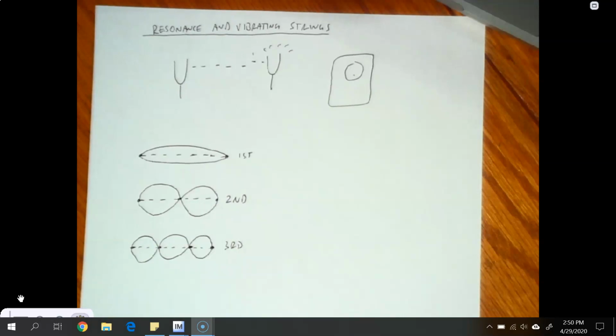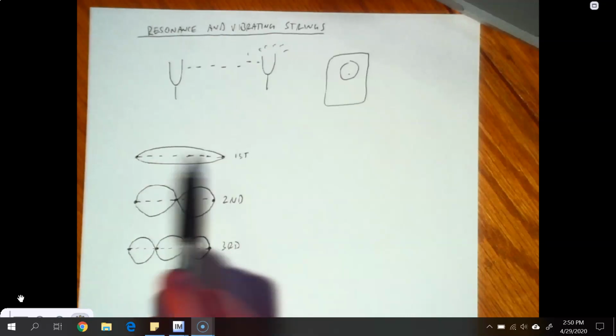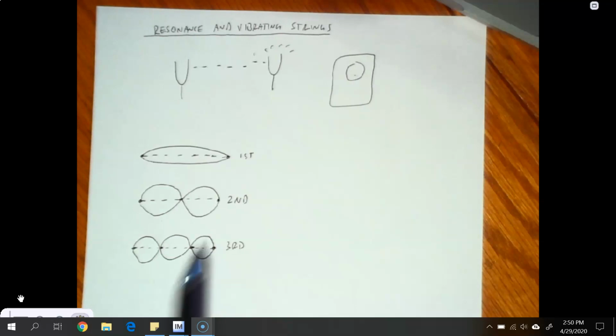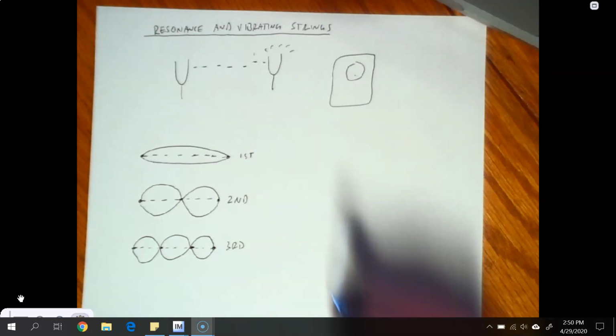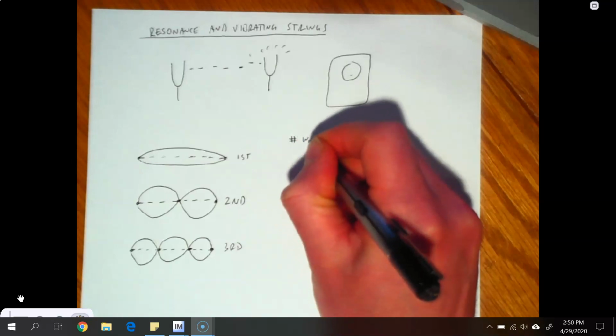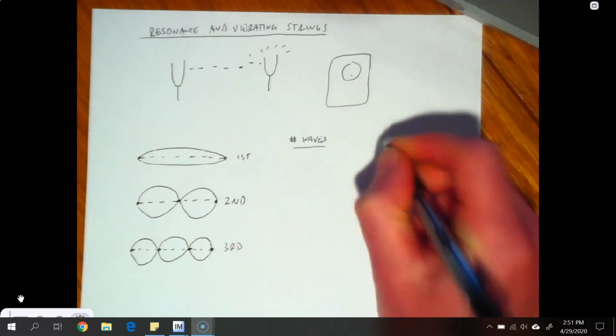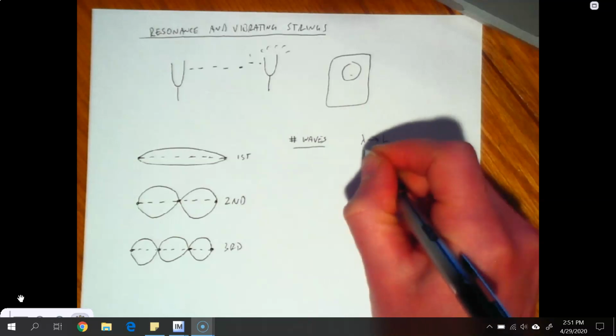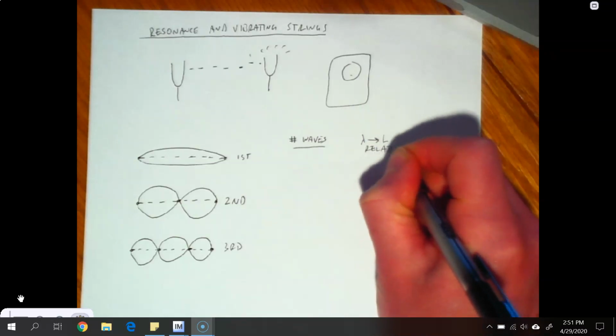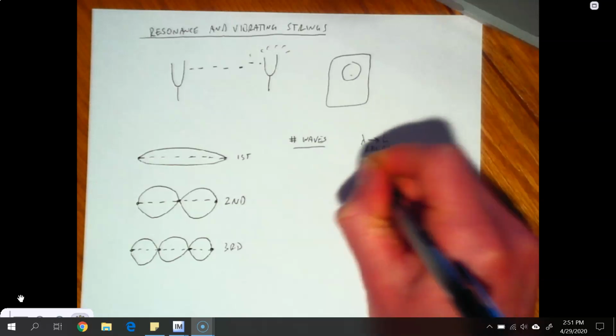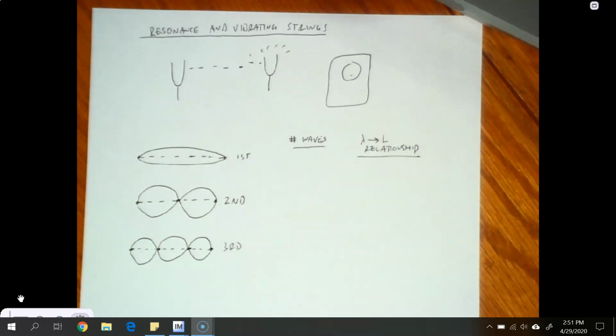Okay? Now, I've got this big table on my note sheets here that talks about some of the things that I just mentioned, like, hey, there's 2 notes here, there's 3 notes here, there's 4 notes here. Okay? But what we're most concerned about are the last 2 columns, the number of waves on string and the wavelength to length relationship. And rather than me just giving you those numbers, I'd like to show you where they came from.